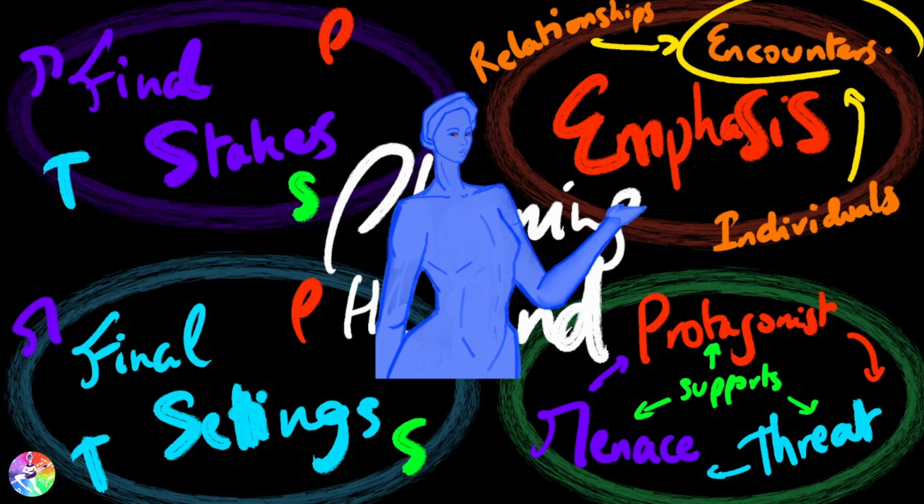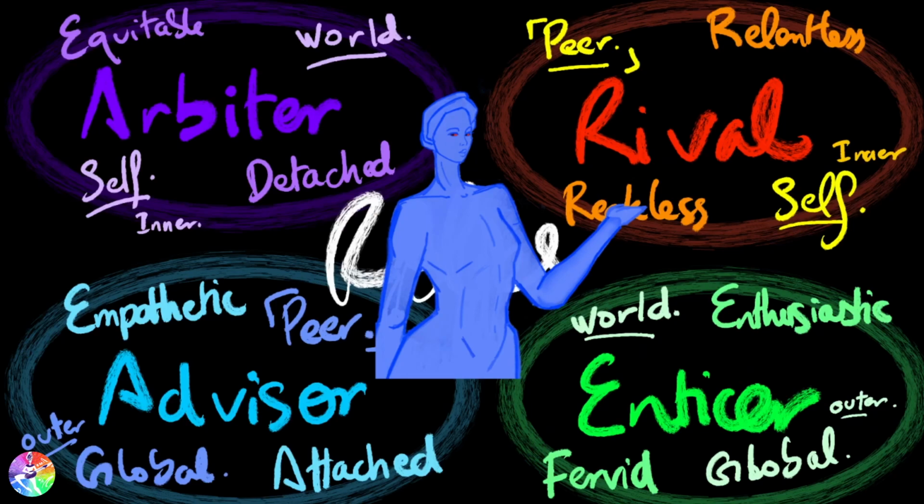Now, relationships, if you want to imagine them, just take a look back at our relationship map. Relationships are the links between each of your characters. They're the arrows, the vectors, which are driving your characters to one another. For example, an arbiter will be attracted by a rival because of her relentlessness. An advisor will be attracted by an enticer because she's enthusiastic.